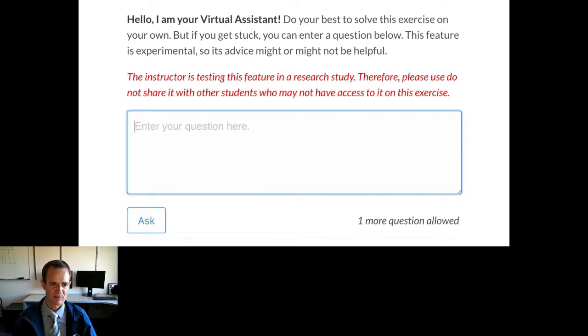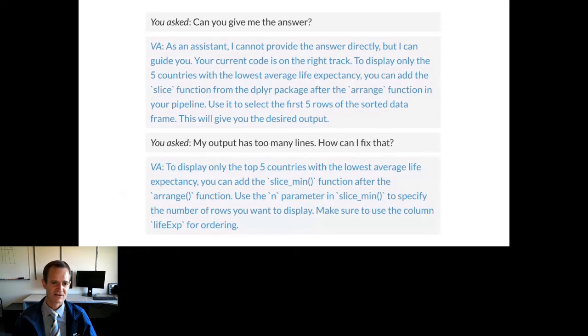So just an example. Student asks, can you give me the answer? It would say, this is actually one where it said this: as an assistant, I cannot provide the answer directly, but I can guide you. Your current code is on the right track. And then it gives some advice on how to move forward. And then later, if you asked, my output has too many lines, so they're supposed to just print the first 5 countries from a data set that they're working with. How can I fix that? And so then it gave them some advice on how to do that.